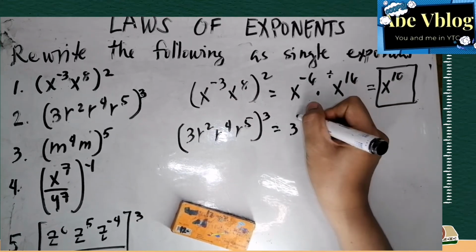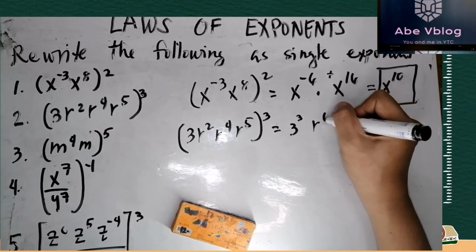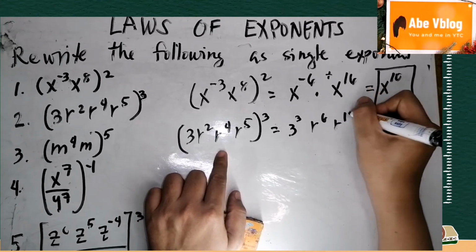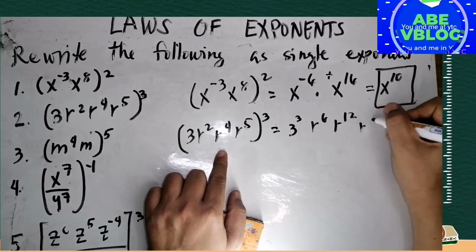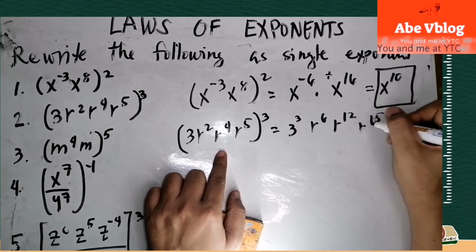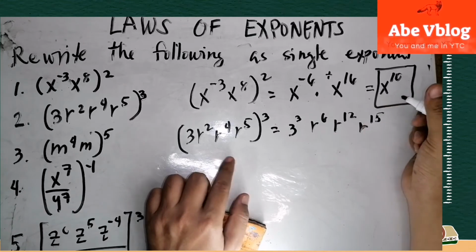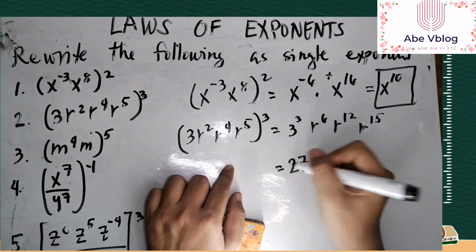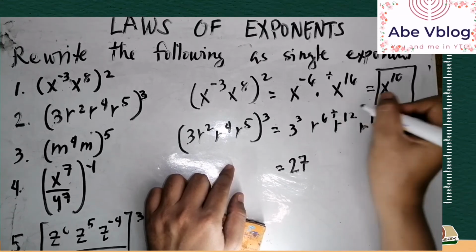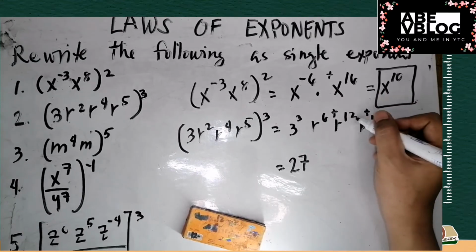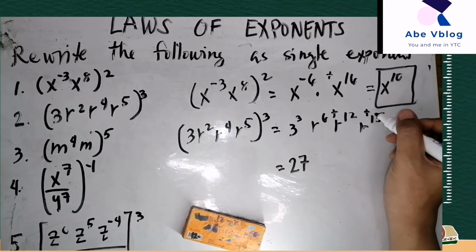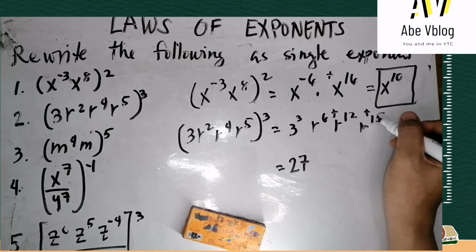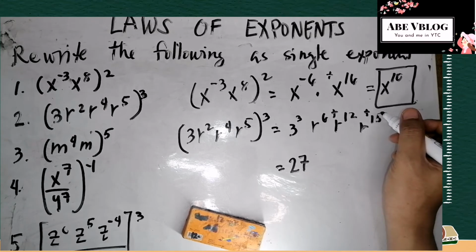Then we have cube. So we have 3, r, so 2 times 3, that's 6. R 4 times 3, that's 12. So then we have r 5 times 3, that's 15. Okay, so we add all the r's. We multiply first the base, no? So, 3 times 3, 9 times 3, 27. So, 6 plus 12, that's 18. Plus 15, that is 33. Okay, so r is 33.